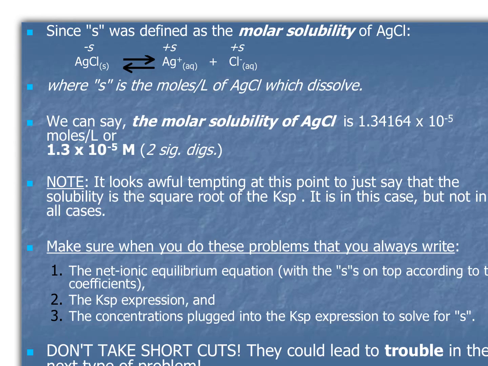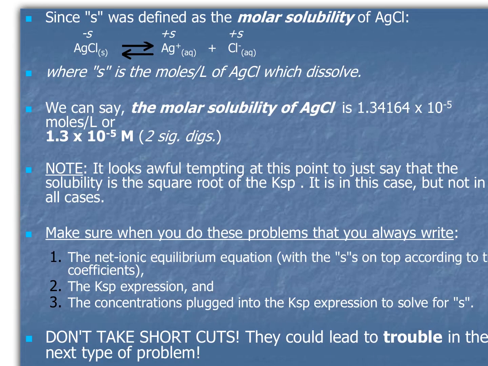Now, it looks awful tempting at this point to just say that molar solubility is the square root of the Ksp. But that only works in this case because we happen to have a 1-to-1-to-1 ratio. So instead, you need to make sure you follow these steps. 1. Write the net ionic equilibrium equation. 2. Write the Ksp expression. And 3. Plug the concentrations into the Ksp expression to solve for S. Do not take shortcuts. They can lead to trouble.